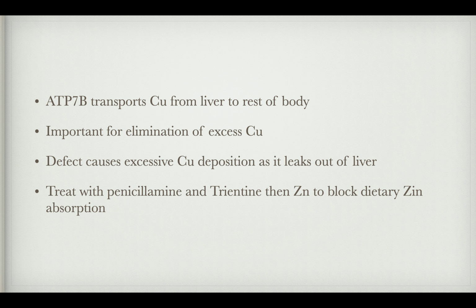So ATP7B transports copper from the liver to the rest of the body, and it is important for the elimination of excess copper. The defect causes excessive copper deposition as it leaks out of the liver, and you treat this with penicillamine and trientine, which are the copper chelators, and then zinc to block dietary copper absorption, because zinc plays a role in copper absorption.